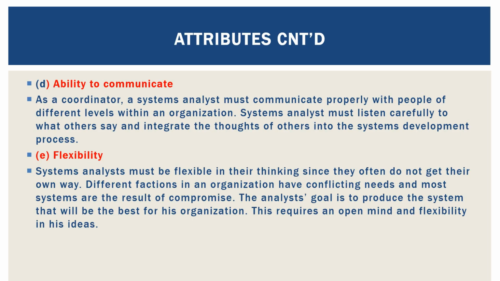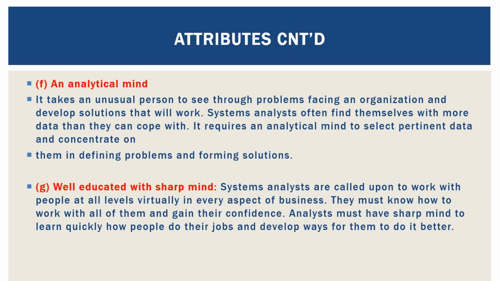Then, lastly, he must be flexible. Why flexible? Because he's working with different people from different levels of the organization. He must be flexible in his thinking. He mustn't be rigid. People mustn't think that the systems analyst is untouchable or unapproachable. He must be approachable and understandable. He works with a lot of people, and he must understand that at the end of the day, he must come up with a working system. Then the systems analyst must also possess an analytical mind. Why an analytical mind? Because system analysis requires a deep understanding of the facts. And lastly, if not least, the systems analyst must be well educated with a sharp mind.